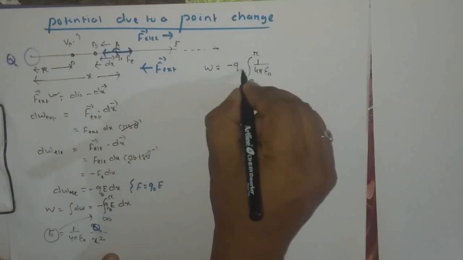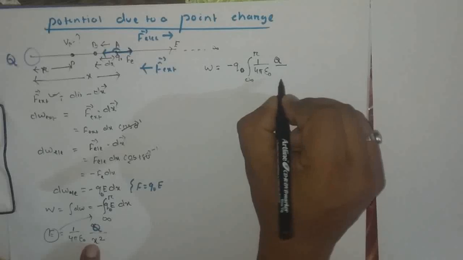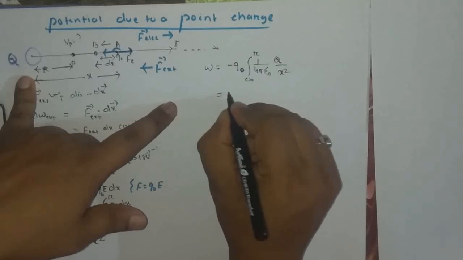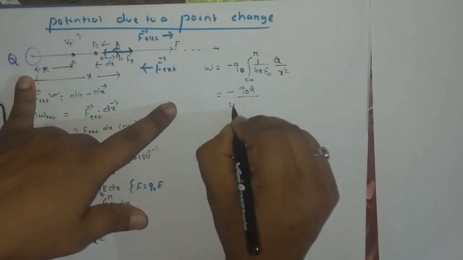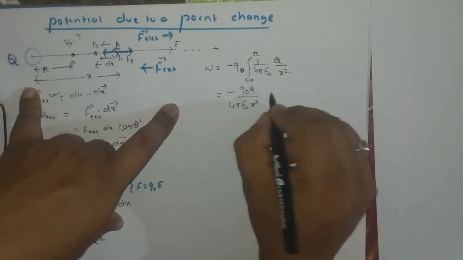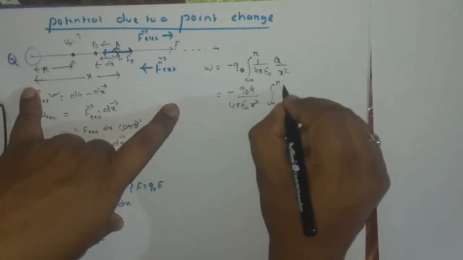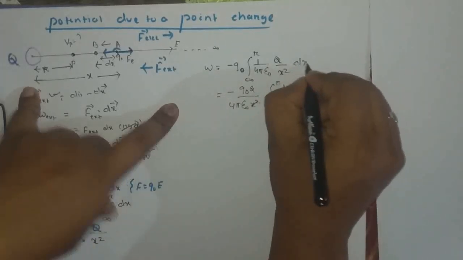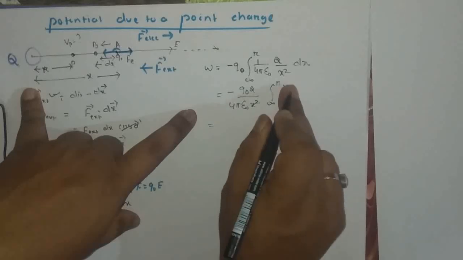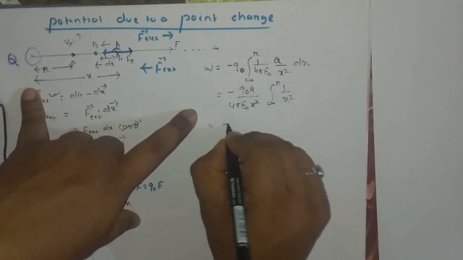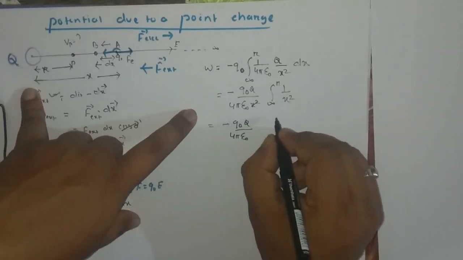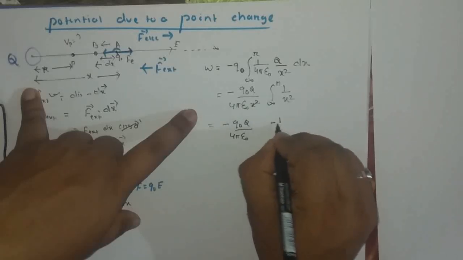So this test charge is moving outside. Here KQ by R square, in this case the distance is X square. The constants will move outside. So minus Q naught Q by 4 pi epsilon naught. Sorry, X square is not constant. Limit infinity to R, 1 by X square dx with respect to X. Now 1 by X square is X to the power minus 2, so n plus 1 by n plus 1. So I will get minus Q naught Q by 4 pi epsilon naught, and 1 by X square integrates to minus 1 by X.